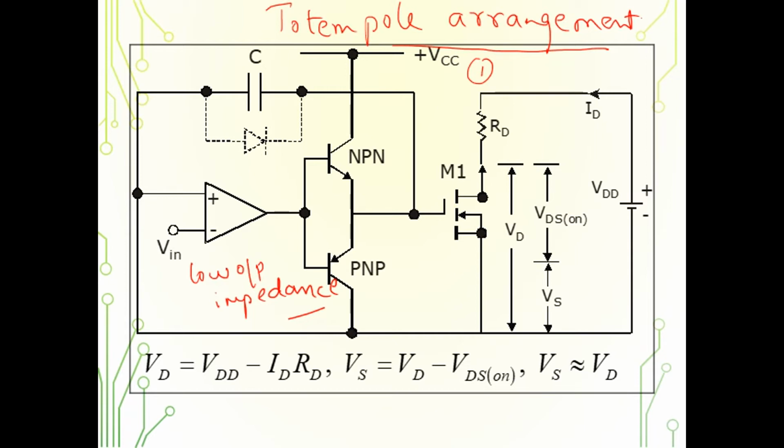So you can either add an RC combination or you can go for a totem pole arrangement in order to increase the switching speed of the MOSFET.